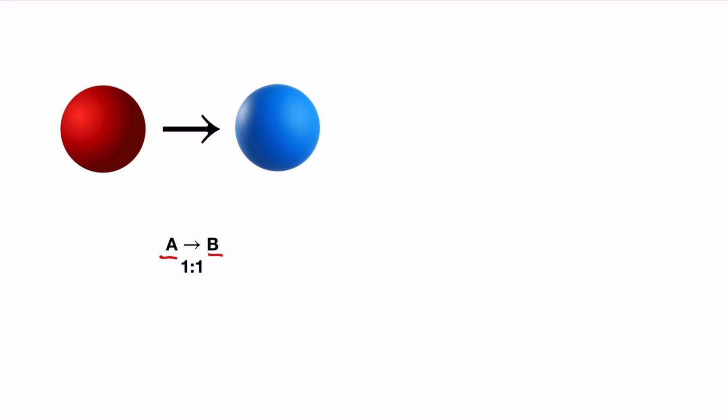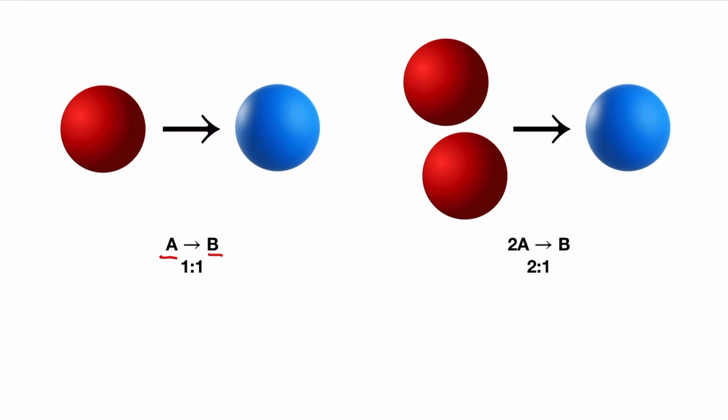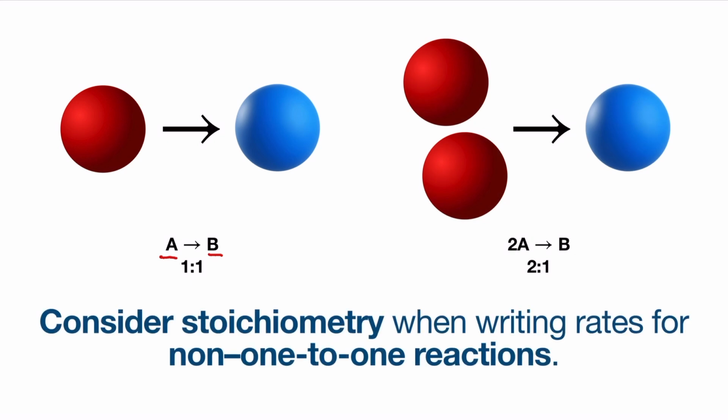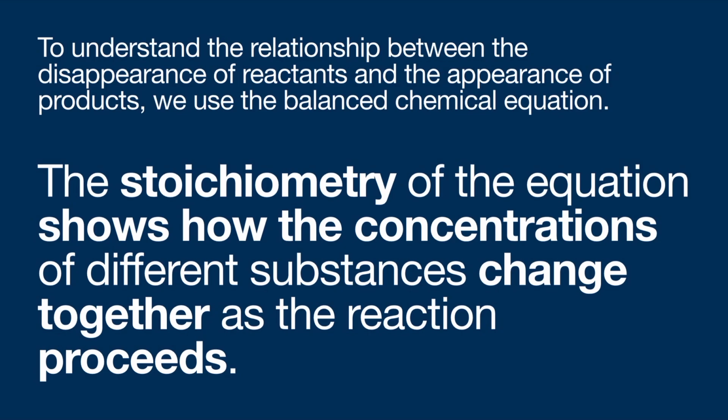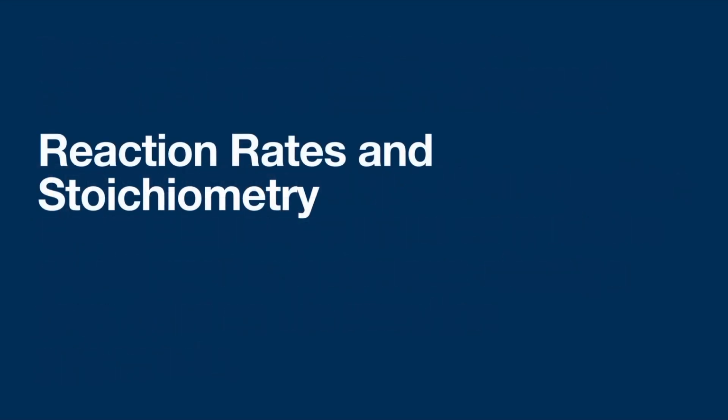But when a reaction is not one-to-one, we have to consider stoichiometry when writing the rate expressions. To fully explain reaction rates, we need to understand how the speed of disappearance of reactants and the speed of formation of products are related. These relationships are determined by the stoichiometry of the balanced chemical equation, which tells us how the concentrations of different substances change together as the reaction proceeds. With that in mind, let's focus on today's lesson, reaction rates and stoichiometry.